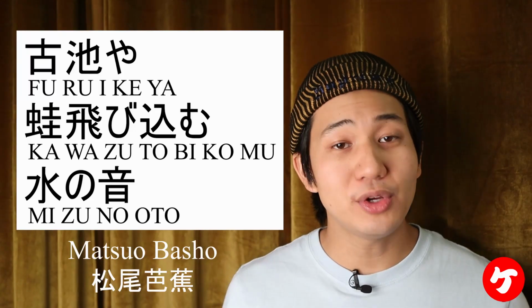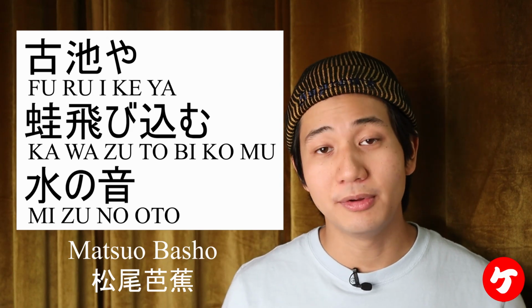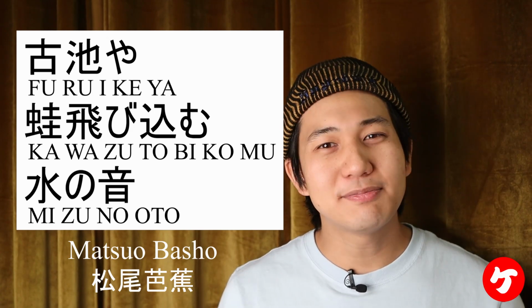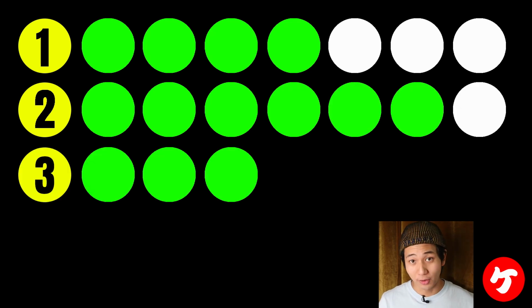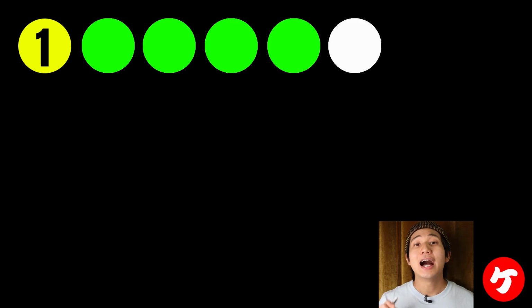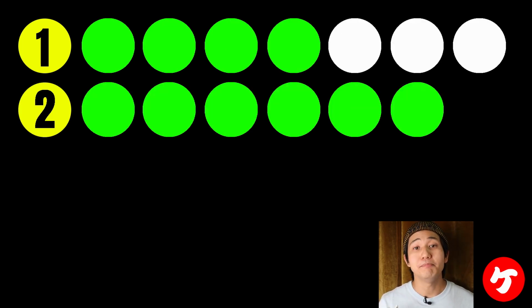Now let's take one of the most famous haikus by Basho, Furuike ya kawazu tobikomu mizu no oto. Hear that rhythm? Let's make it clear by putting it over the beat. Furuike ya kawazu tobikomu mizu no oto. I hope you now understand how rhythmical haiku is.